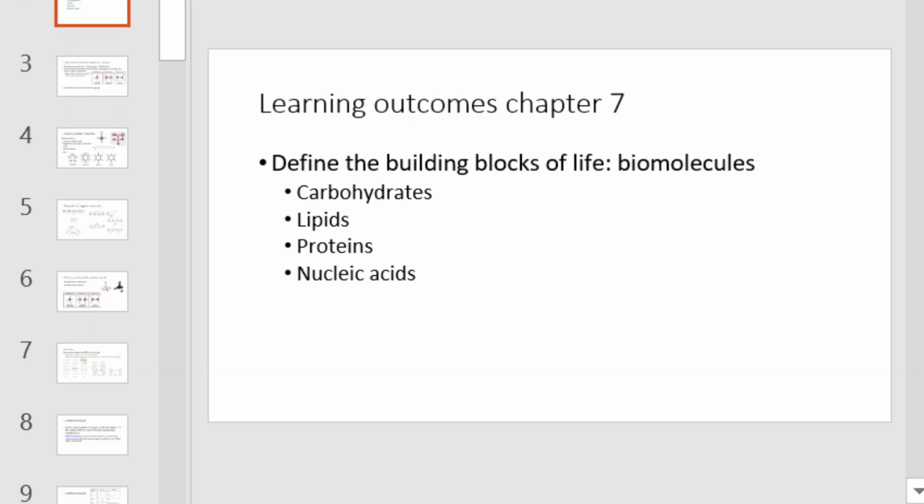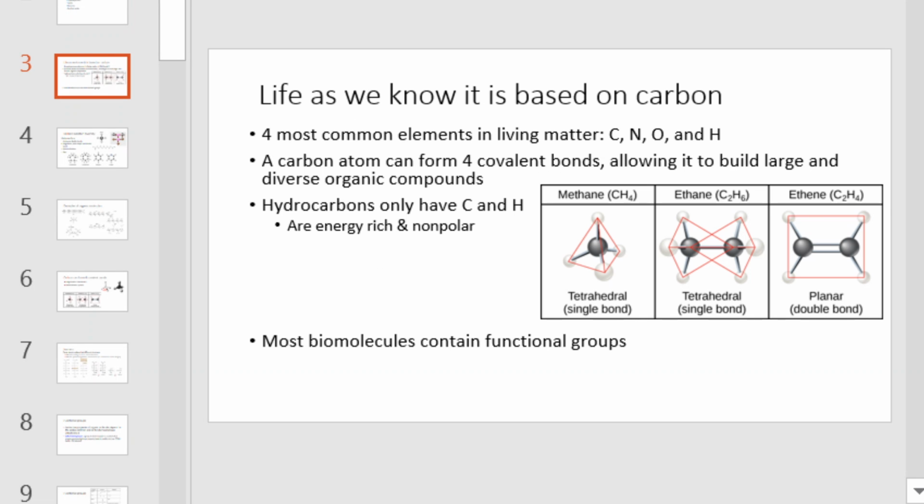Learning outcomes for Chapter 7 include being able to define the building blocks of life, or biomolecules, such as carbohydrates, lipids, proteins, and nucleic acids. As we explore biomolecules, we'll begin by taking a closer look at carbon. In order to be considered a biomolecule, or for us to study organic chemistry, we have to understand the basic properties of carbon. Carbon is at the heart or the backbone of every biomolecule or every molecule in organic chemistry.